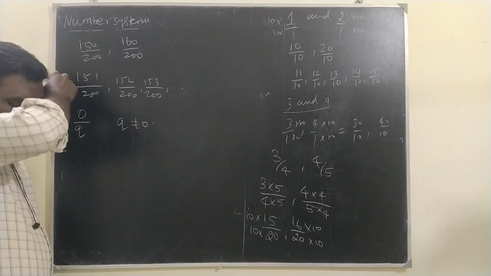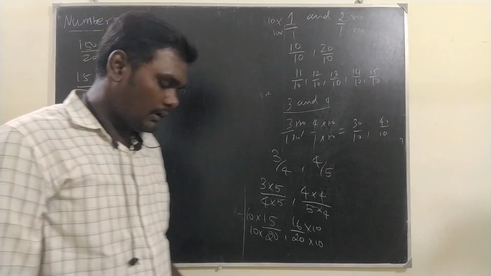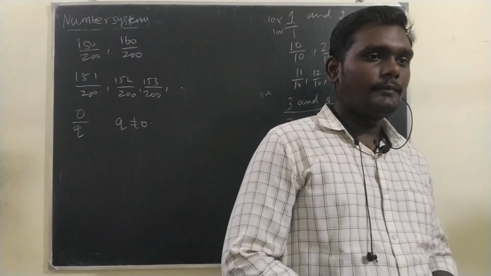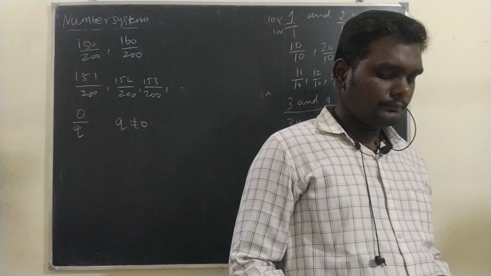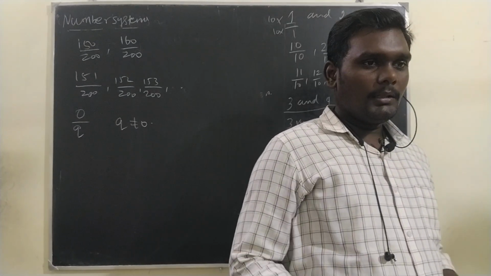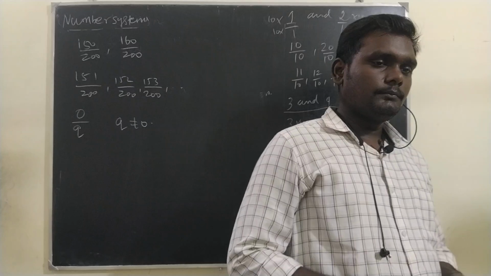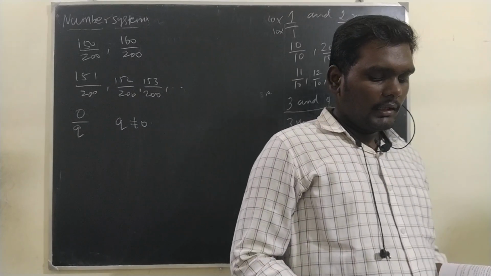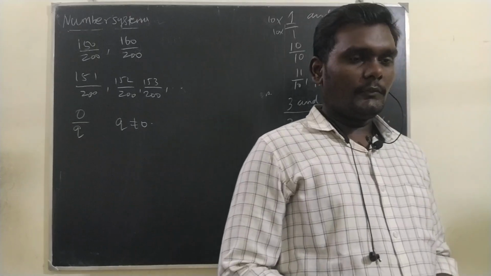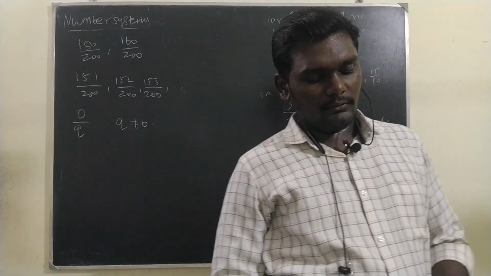And then there are true or false type of questions also. That is, every natural number is a whole number. Is that true or false? And then every integer is a whole number. False. And then every rational number is a whole number. That is also false, because negative numbers are also there.